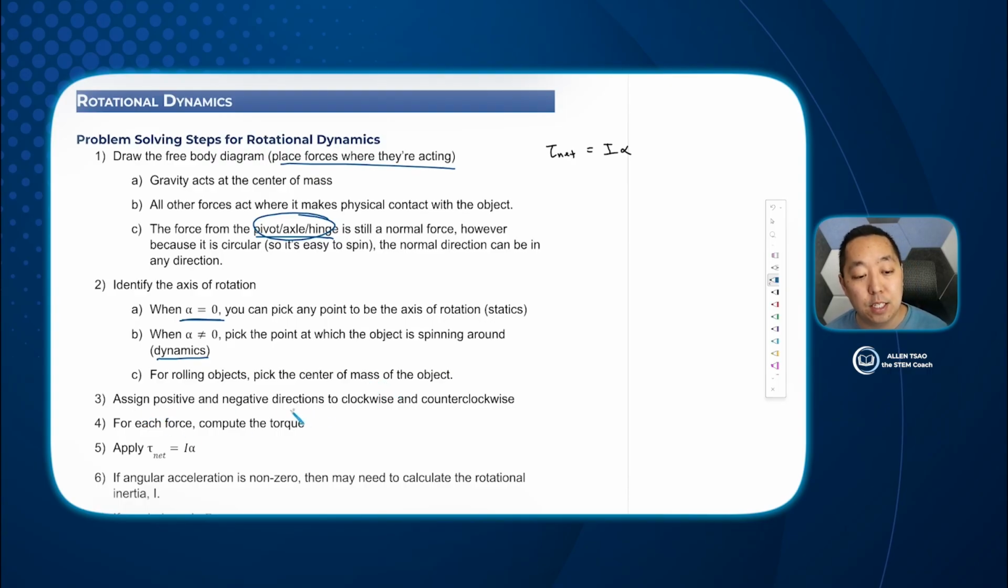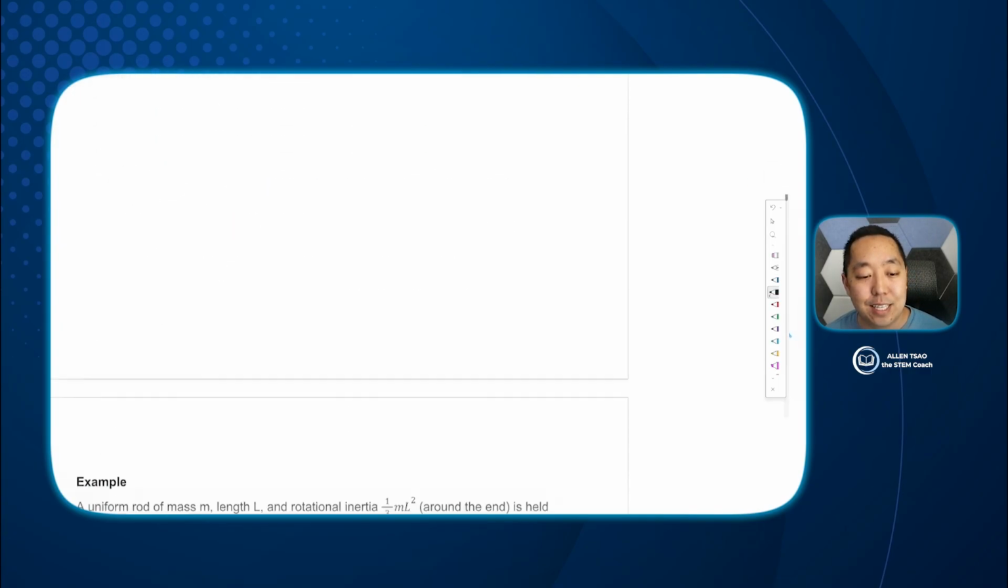We're going to assign positive and negative directions to clockwise and counterclockwise. For each force, compute the torque. Apply net torque equals I alpha. You may need to compute the rotational inertia. If the angular acceleration is non-zero, you may need to calculate the rotational inertia there. And if needed, apply F net equals ma. Seems like a lot of steps, but as you can see, we've been building up to this point. And so let's apply those problem-solving steps now.